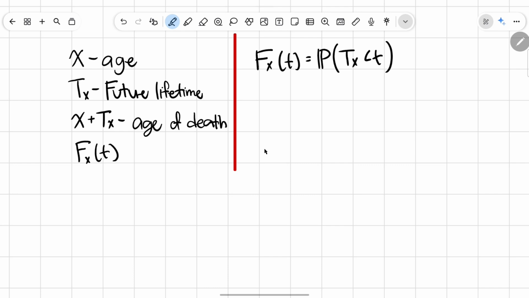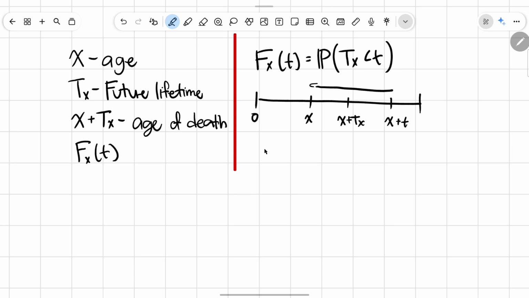When we write it on a timetable, this is time 0. Let's say this is the person's age, and this is the person at age x plus t. We want his future lifetime to be less than t, so the person's age of death must be within here. So this would be age x plus Tx. We want Tx to be less than t, so his age of death must be right here.